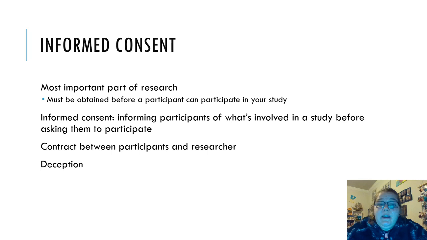Informed consent is basically informing participants of what's involved in a study before asking them to participate. If they're not well informed, then they cannot make a well-informed decision. And if they're not well informed, they cannot provide informed consent. So it is basically a contract between the participants and the researcher. Participants agree to participate in your study and give you their data and their information, and you agree to protect their information and make sure no harm befalls them while they are participating in your study.